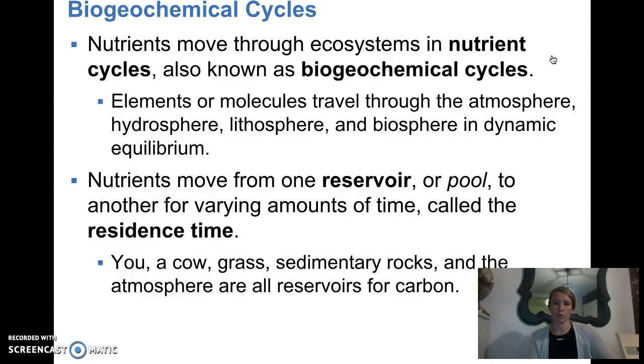And nutrients are stored in what's called a reservoir. So that's a place where there's a lot of nutrients of one kind, or a pool to another reservoir for a varying amount of time called the residence time. So there are a bunch of different reservoirs of carbon, any living thing. So for example, you, right there, a cow, grass, sedimentary rocks, which are not alive. My dog Honey, who's barking, she's a reservoir for carbon. And the atmosphere are all reservoirs for carbon.